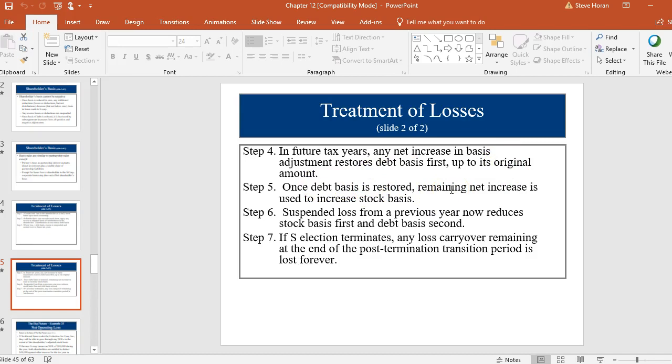Suspended loss from previous years now reduces the stock basis, and then if S election terminates, any loss carryover remaining at the end of the post-termination transition period is lost forever. So a lot of little steps there to think through when it comes to the basis and the basis rules. So it's a lot to remember clearly. But just be aware that you may need to refer back to that when it comes to some of your homework problems.